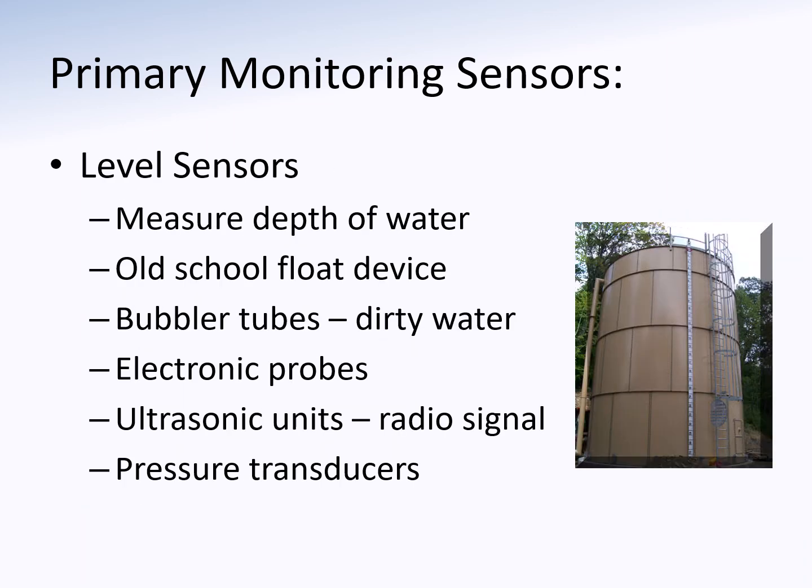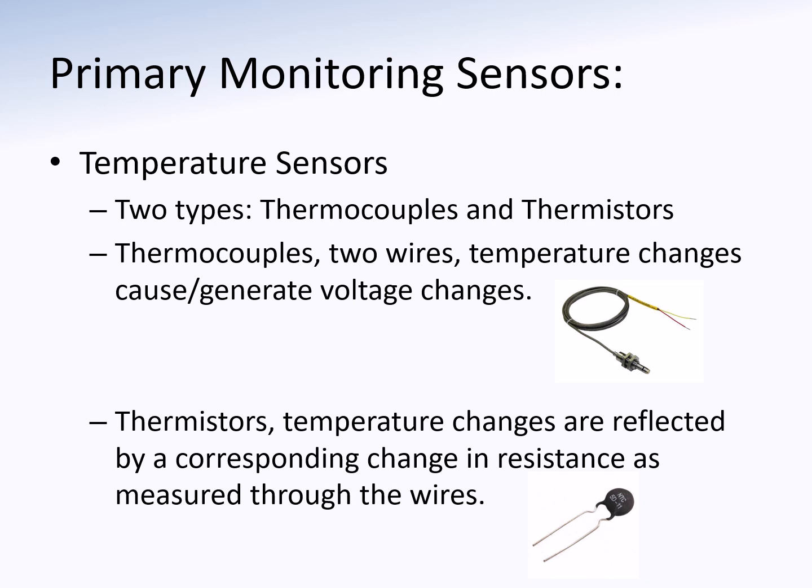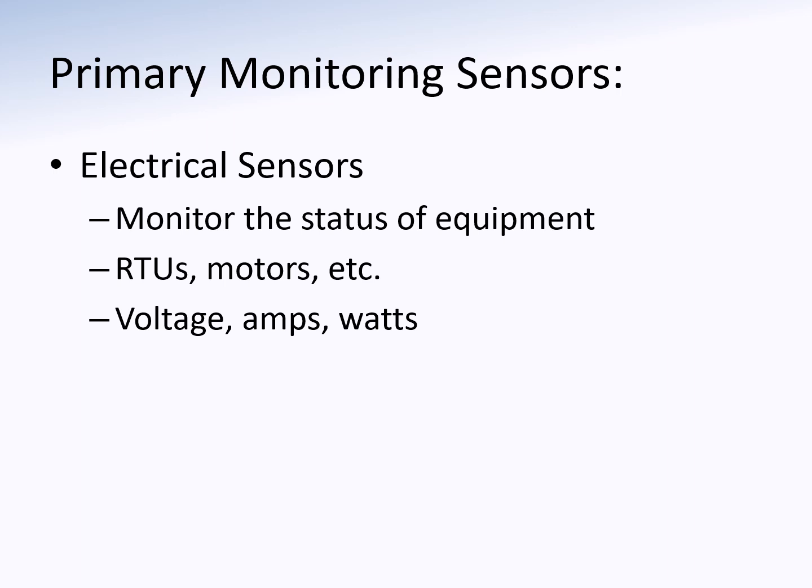Another primary monitoring sensor would be your level sensors, and as you can see here, they measure several different types of units or facilities that are used in the water industry. Here we have temperature sensors, a couple different types. You got the thermocouples and the thermistors. I think we discussed all this during the pumps and motors part, so I won't go through it again. But you can see just another primary monitoring sensor.